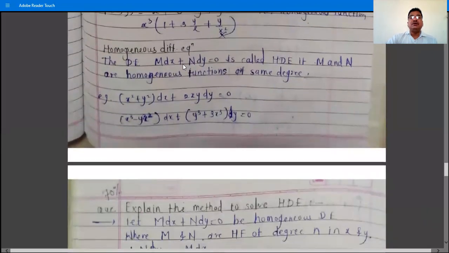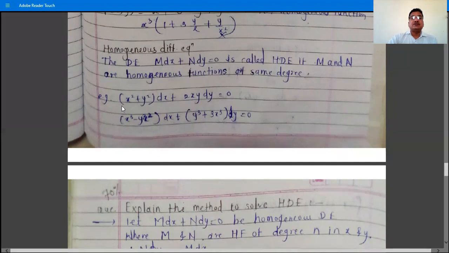So next is the homogeneous differential equation. Now the main topic is the homogeneous differential equation. The differential equation M dx plus N dy is equal to 0 is called a homogeneous differential equation if M and N both are homogeneous functions of x and y of the same degree. Then we say M dx plus N dy is a homogeneous differential equation.